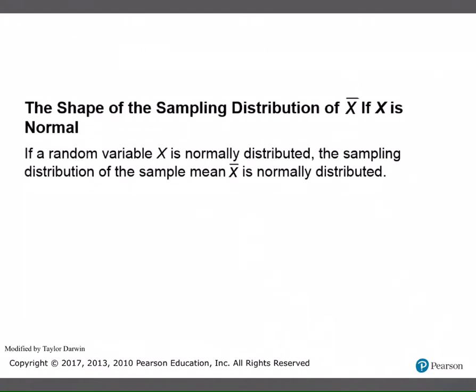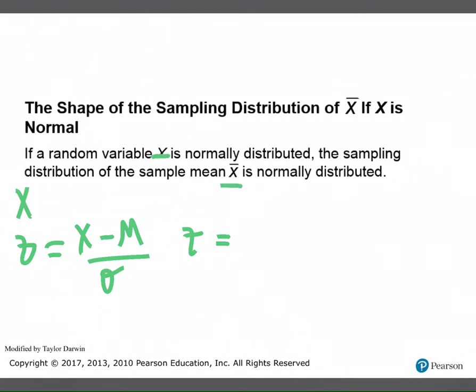And so here's what we're used to. When we're doing x, we're used to z is equal to x minus mu divided by the standard deviation. But what about when we find a z for what we're talking about now? Well, x is now going to be x bar. Mean is now going to be mean of x bar. And standard deviation is now going to be sigma divided by root n.